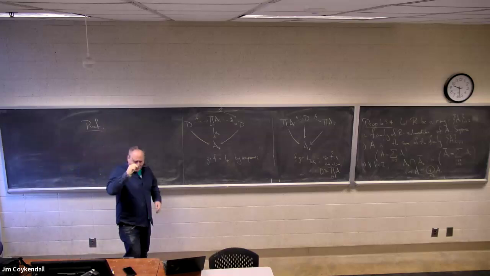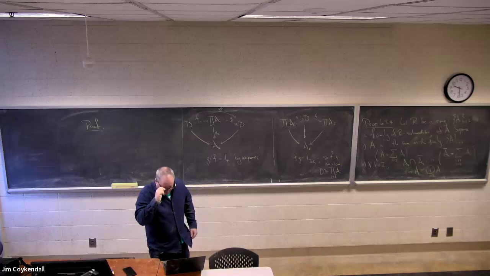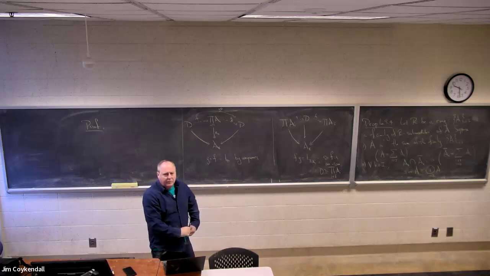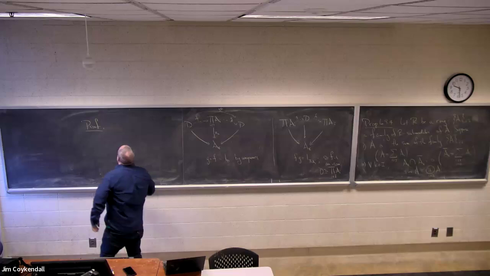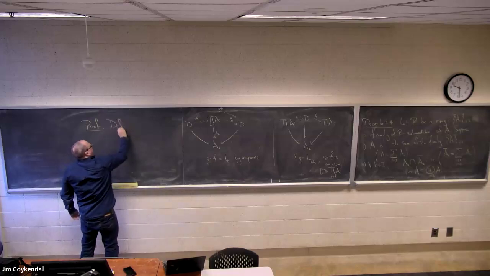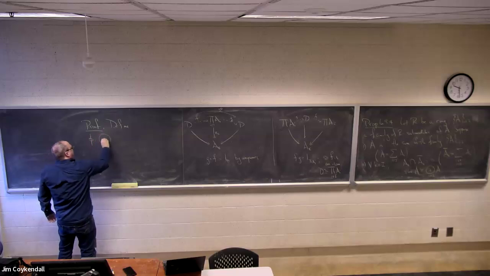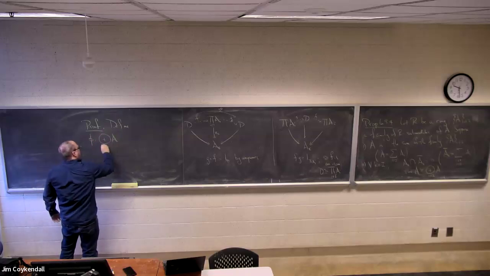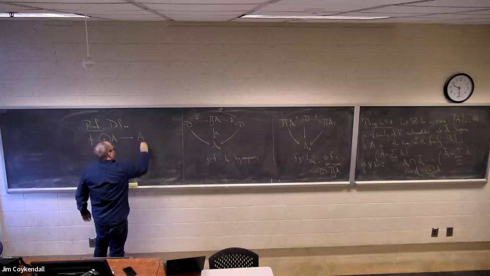Any questions so far on the setup there? Okay, here's what I'm going to do. I'm just going to go for broke on this proof, and I'm just going to set up a function. We're going to find phi from the direct sum of the A_i into A.